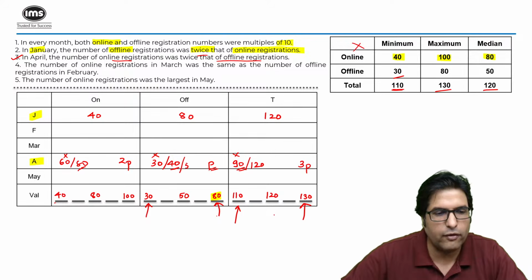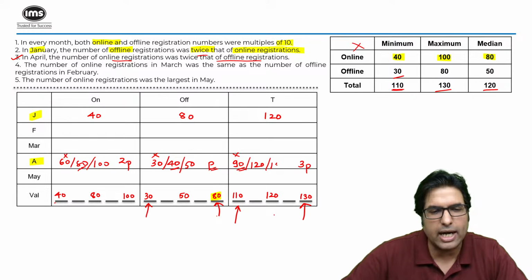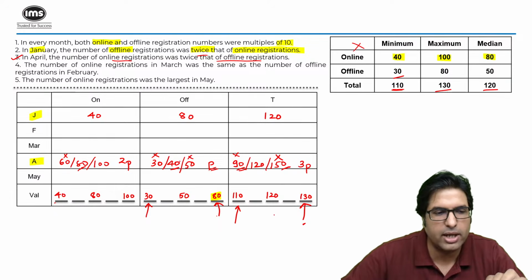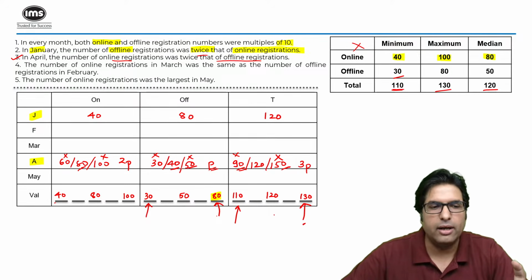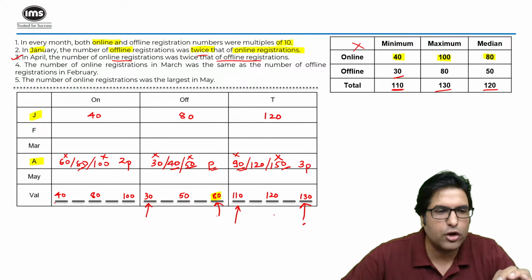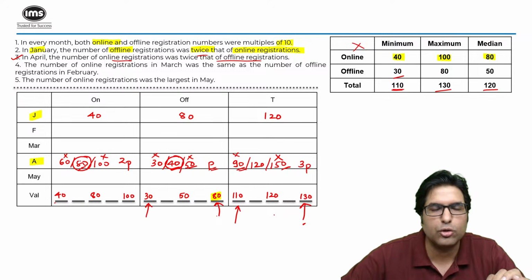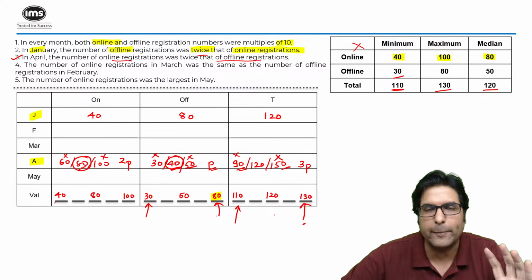Let's try the next value, 50. If this is 50, this is 100, this is 150. Exactly similar to what happened with the clue in January. 150 is not possible as a total. The max total is 130, which means even this is not possible and therefore there can be no other value greater than 50 possible as well. So can I say for sure that the value for offline in April has to be 40 and for online it has to be 80, total being 120.